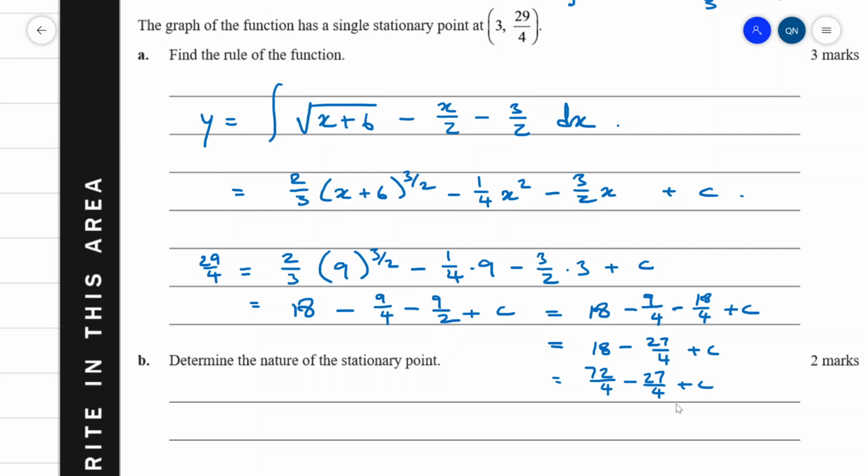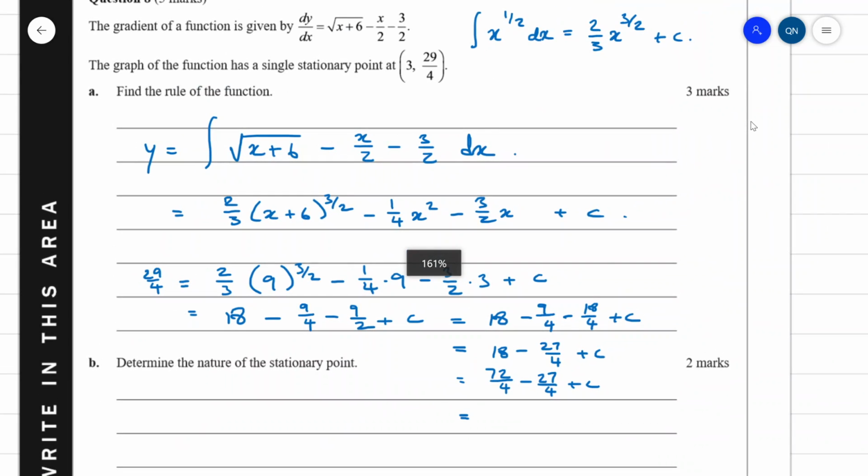Plus c. This is ridiculous. So 72 minus 27, or maybe there's an easy way to do this and I'm just not seeing it for some reason. What's 72 minus 27? I'm horrible at arithmetic here. So 72... How does this work again?